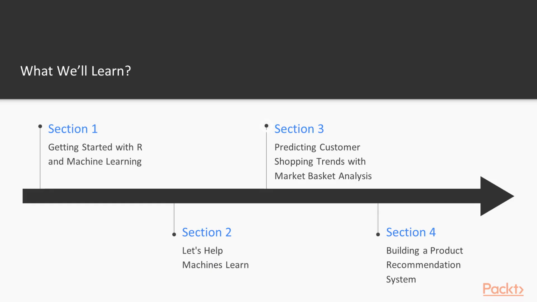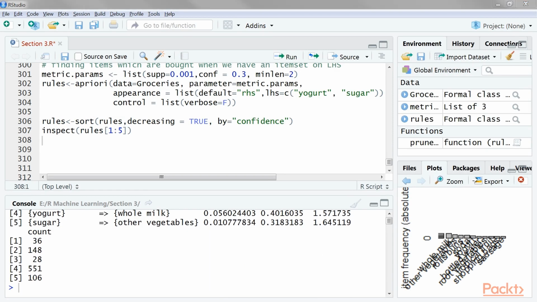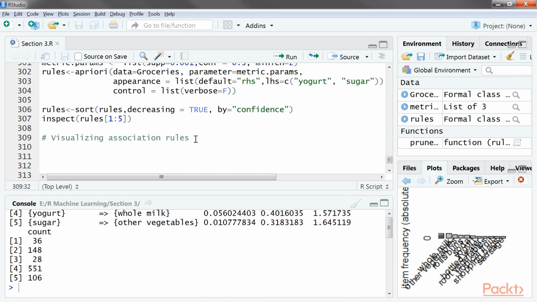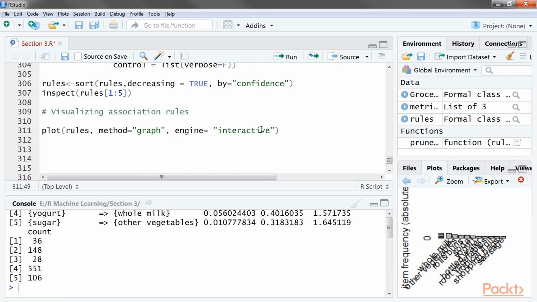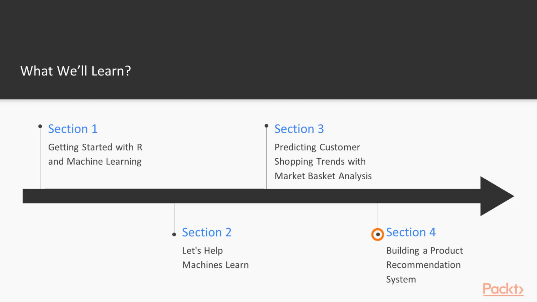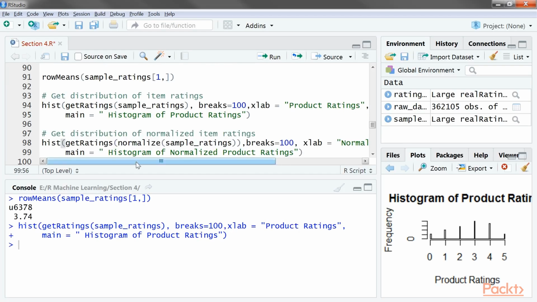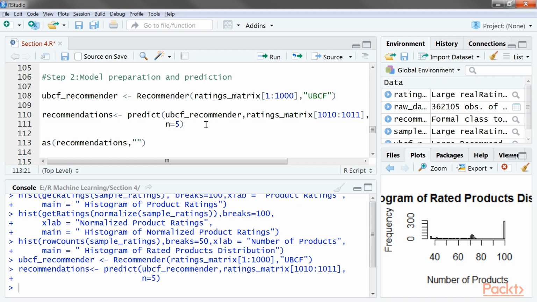The next section, Predicting Customer Shopping Trends with Market Basket Analysis, deals with market basket analysis and association rule mining to detect customer shopping patterns and trends, and make product predictions and suggestions using these techniques. Moving further, Building a Product Recommendation System covers the second part of our first project on e-commerce product recommendations, predictions and pattern analysis.